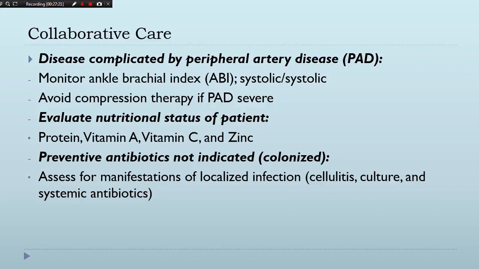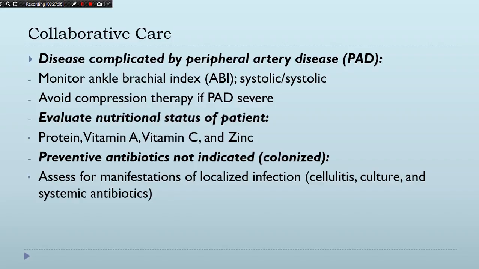In addition, for these patients who've got venous insufficiency with chronic ulcers, we want to evaluate their nutritional status to ensure wound healing. We know from some of the research that deficiencies in protein, vitamin A, vitamin C, and zinc all contribute to delayed wound healing. So we're going to want to make sure that these patients are getting adequate amounts of protein, vitamin A, vitamin C, and zinc in their diet to enhance wound healing, to synthesize collagen formation, and to improve DNA synthesis.